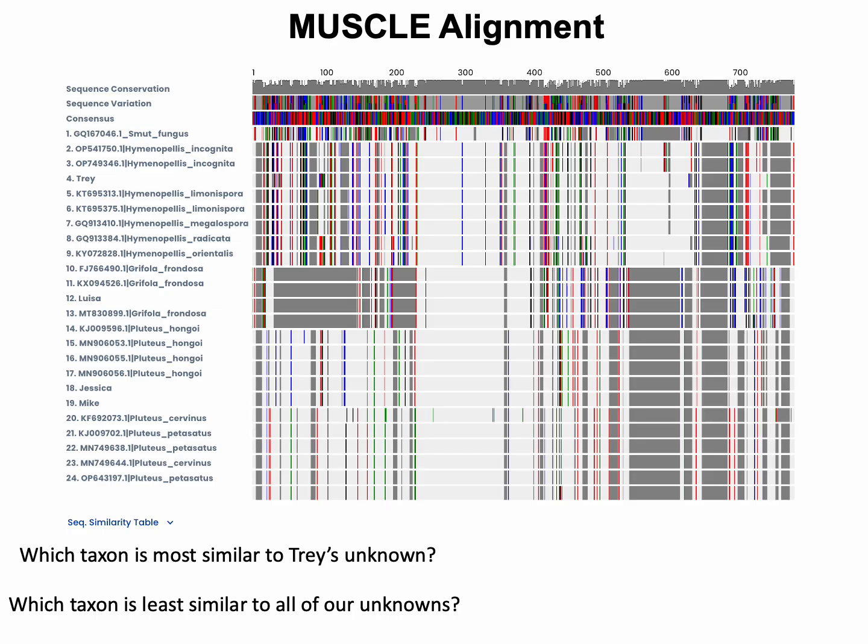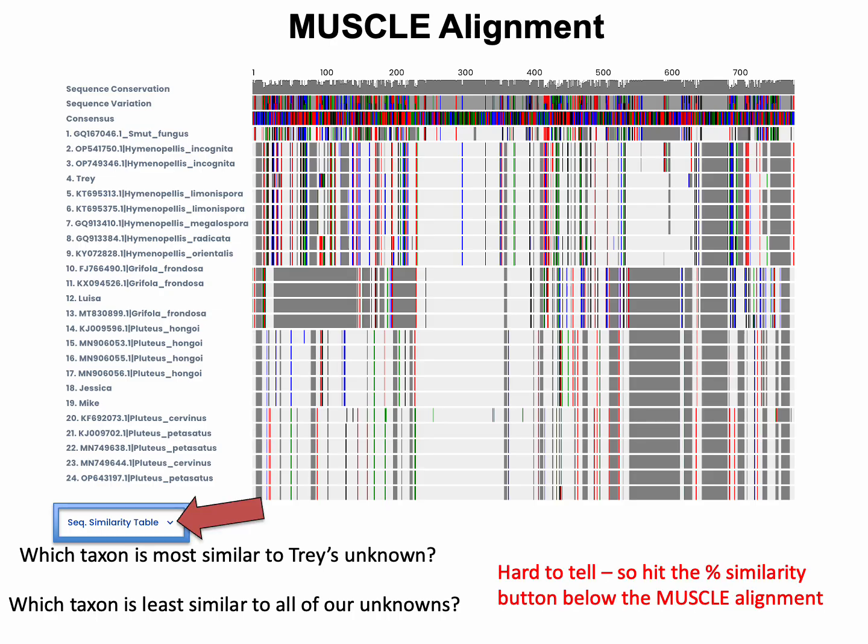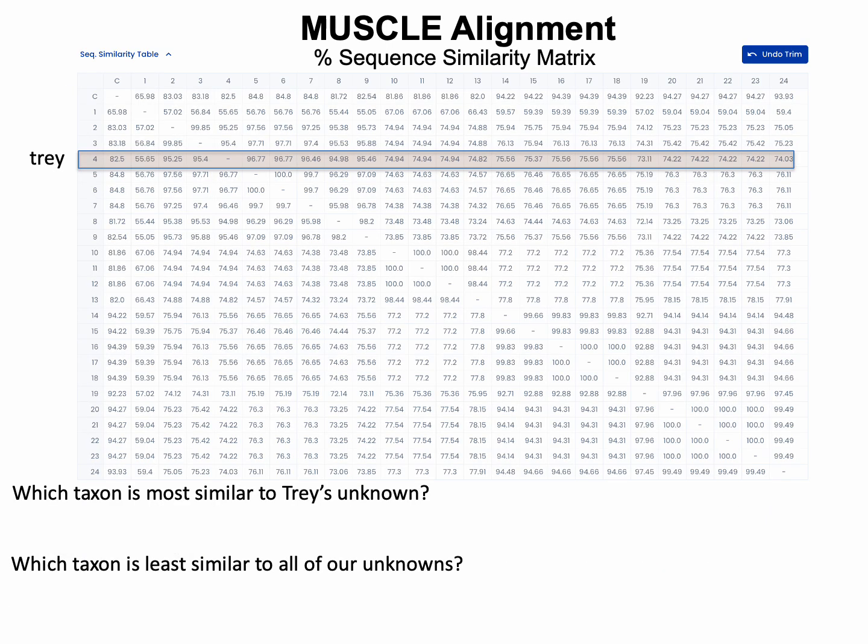So if we look at Trey's sample, it's tough to say which one is the most similar, whether it's Hymenopellis incognita, Limnospora, Megalospora, radicata, or orientalis. Likewise, it's very difficult to say which taxon is the least similar across all of our unknowns. So a really useful tool to help tease this apart in a quantifiable way is the sequence similarity table. So let's look at that on the next slide.